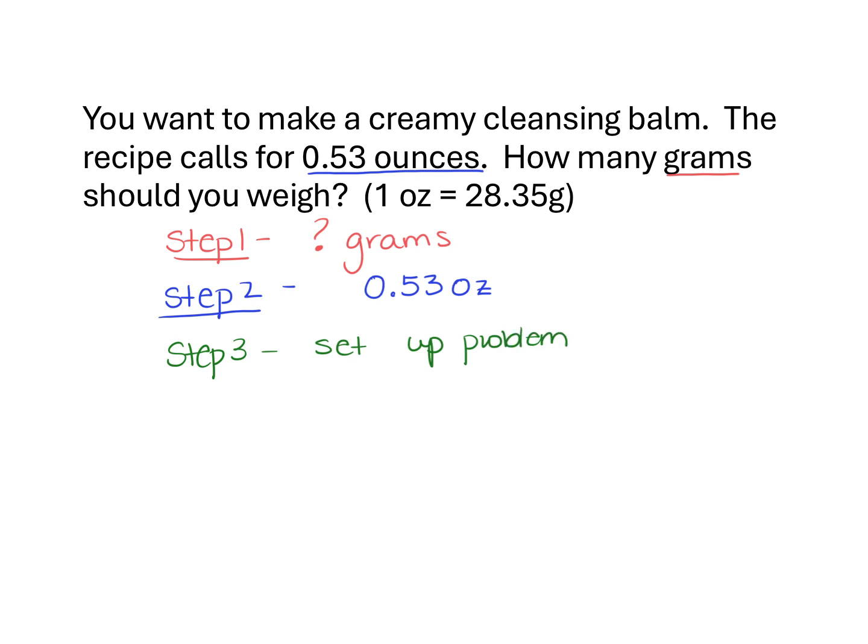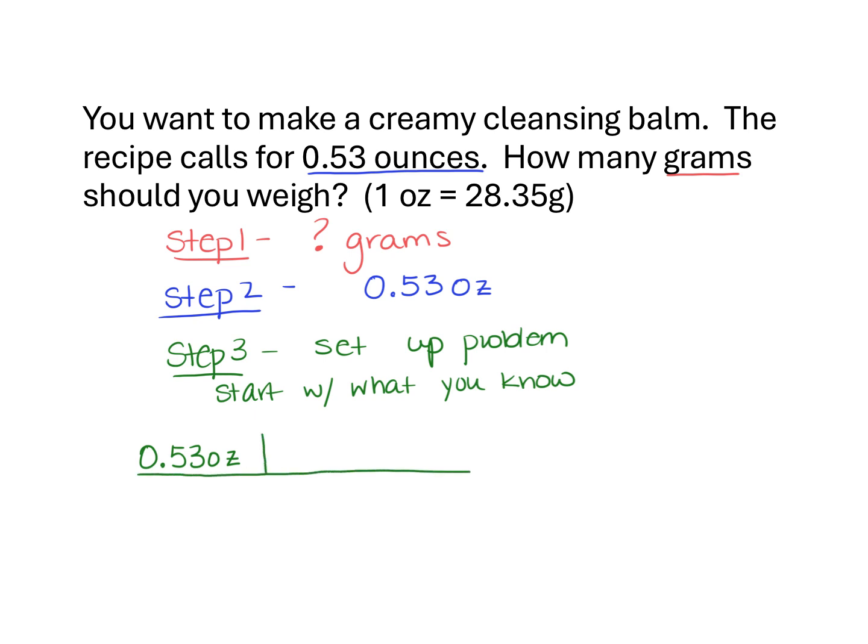So when I go here to set up my problem, I am going to start with what I know. So we know we have 0.53 ounces. Now, one of the ways that helps me organize my information is I like to draw a line like this and a line like this. I am going to put my conversion factor in that space to get to the units I'm looking for over here, which are grams.